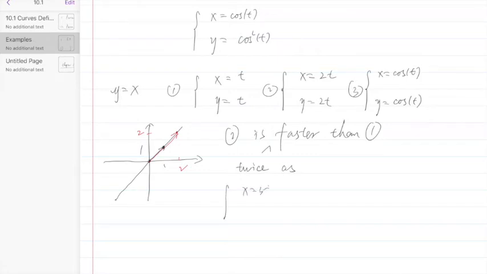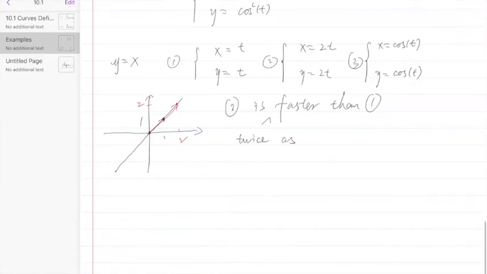From here you can see, you can actually change it even to this: x equals 3t and y equals 3t, which will be even faster than 2, or 4t and 4t, which is in fact even faster than 3t. Okay, you can change whatever speed you want, even though it's for the same trajectory. You can even do this. You can take x equal to t squared and y equals t squared.